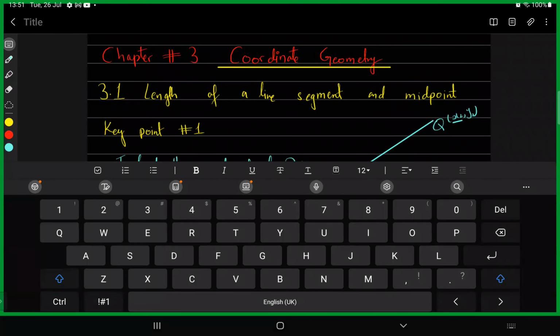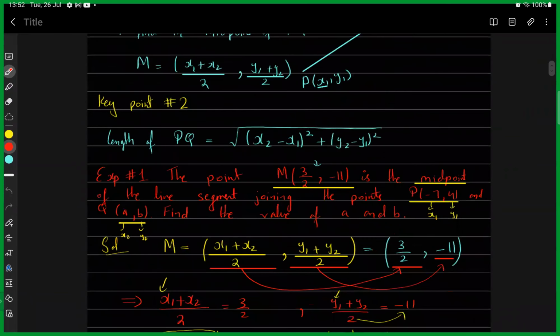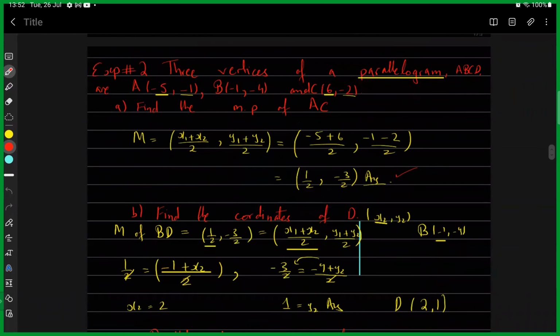Okay, all right. So we started talking about chapter 3, that's coordinate geometry, and we discussed how to find the length of a line segment and midpoint. So that was fine. Then we talked about a few questions where we just used the midpoint concept, and then we had a parallelogram.